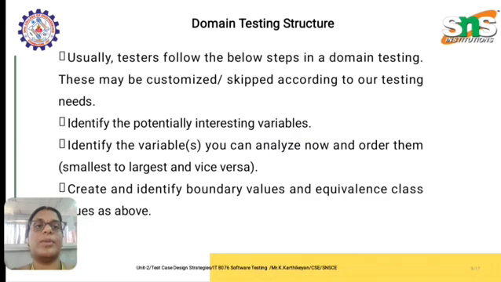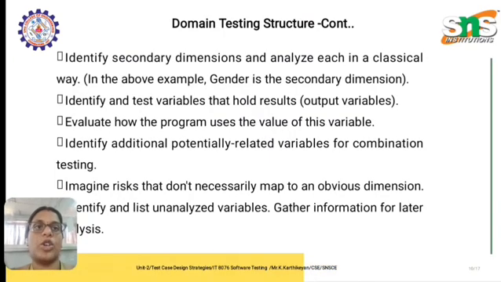We need to first identify the potential variables. Next, once we have identified the variables, we can analyze and arrange them in an order, and we need to find the boundary values and equivalence classes. We need to identify the secondary dimension, and analyze each in a classical way. We need to identify and test the variables that will be holding our output values. We need to evaluate how our program will be using the value of the variable. We need to identify the risk, which need not necessarily map to an obvious dimension, and we need to analyze the list of variables which are unused, and gather the information for later analysis.